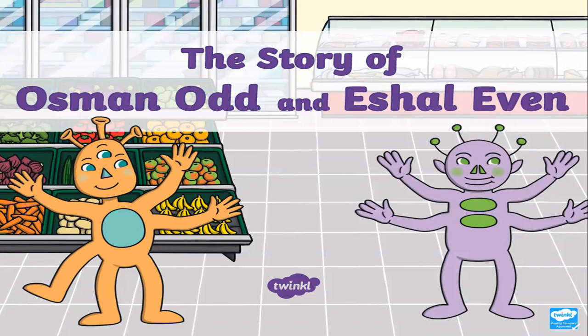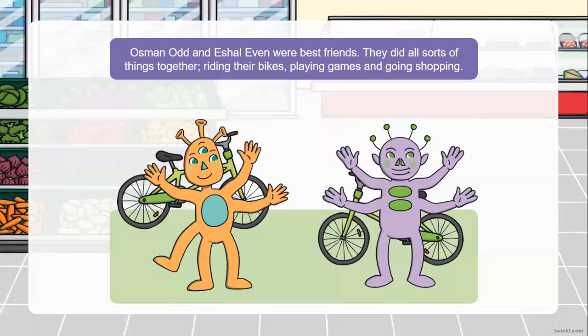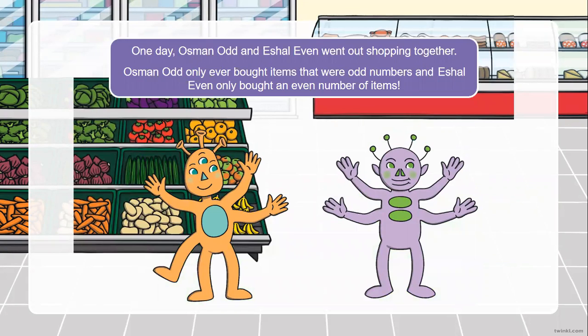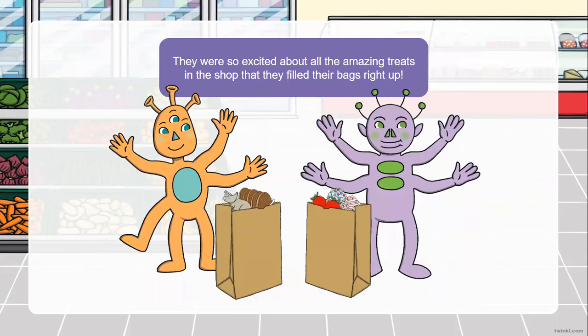The story of Osman Odd and Aishal Even. Osman Odd and Aishal Even were best friends. They did all sorts of things together, riding their bikes, playing games, and going shopping. One day, Osman Odd and Aishal Even went out shopping together. Osman Odd only ever bought items that were odd numbers, and Aishal Even only bought an even number of items. They were so excited about all the amazing treats in the shop that they filled their bags right up.